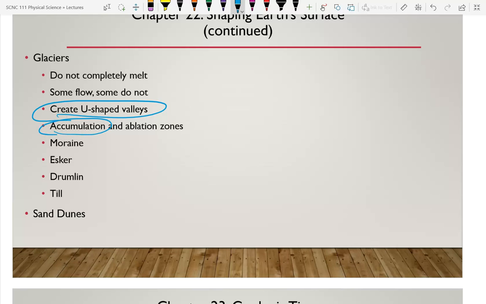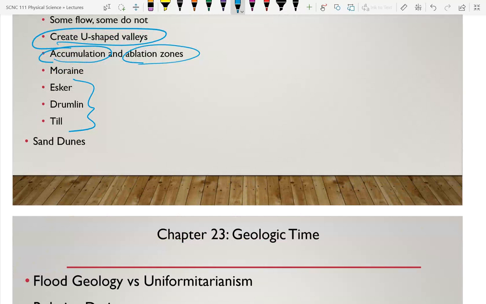Accumulation is where you have snowfall. Ablation is where you have sublimation, where it's going from the ice into the air. Moraine is that debris that's ground up. And then we had eskers, drumlins, and till. Eskers are the little paths for streams that were flowing under them. Till is the moraine that gets pushed ahead of it. Drumlins are little potholes, I believe. And the final thing we talked about was sand dunes there.